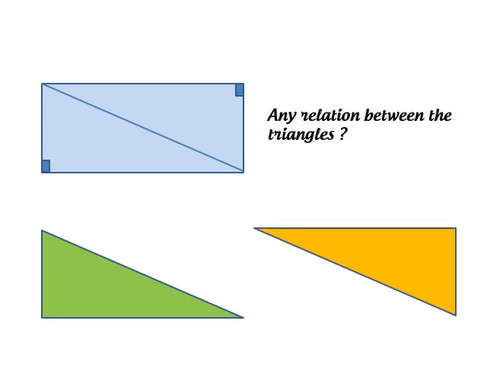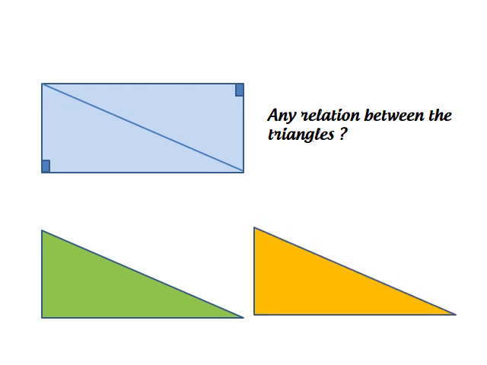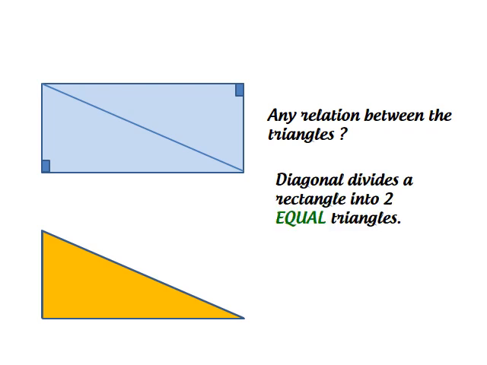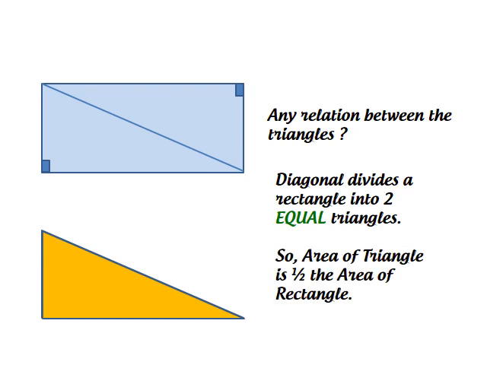Do you think there is any relationship? If I turn it over and move it, it will fit exactly on the first triangle. So these two triangles are of equal area. So what do you think is the area of the right angle triangle? It is half of the area of the rectangle, right?